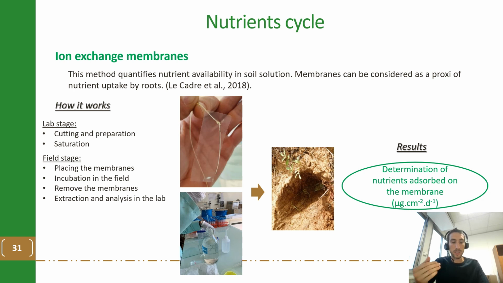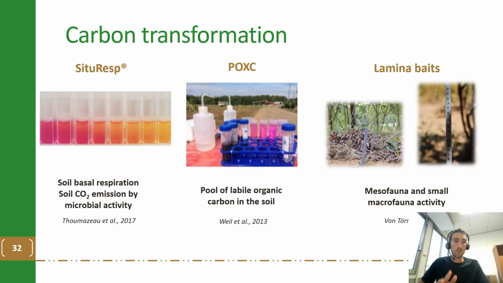After extraction with KCl, the ions retained on the exchange membrane are analyzed in the laboratory. We have three indicators for the carbon cycle. CIRAD, which was developed by Alexis Toumazeau in 2017, provides a proxy for basal soil respiration based on CO2 emissions from microorganisms. POX, permanganate oxidizable carbon, which is a measure of the soil's labile carbon pool, and Lamina Bait, which measures the activity of soil mesofauna and small macrofauna.